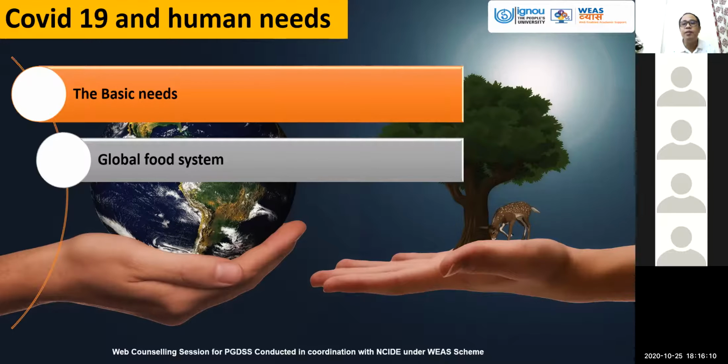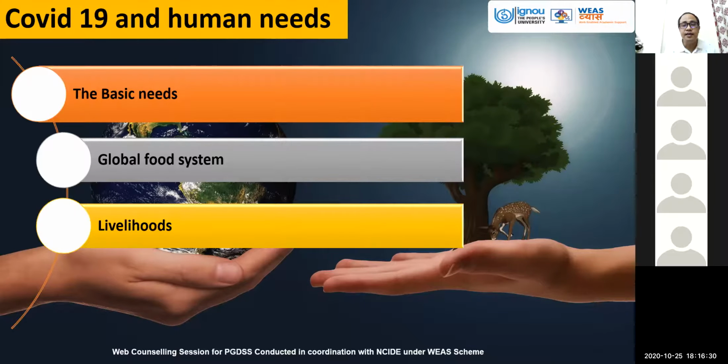We also realize that there is a sudden change in the global food system. That has a direct impact on giving basic human needs to an individual or a community. Another is that livelihood patterns suddenly changed because of COVID-19. That is also directly related to getting basic human needs.